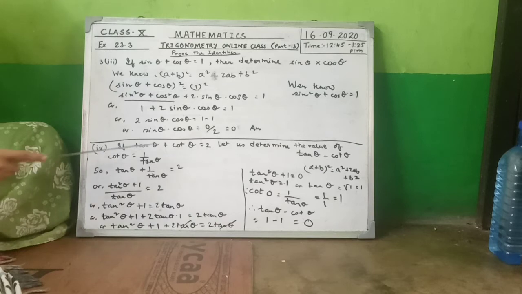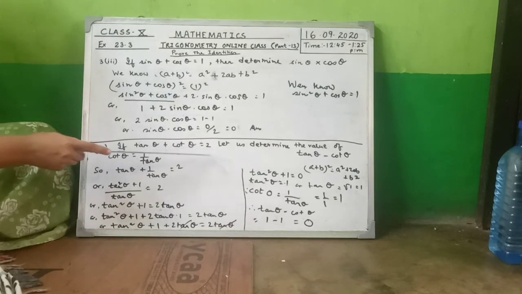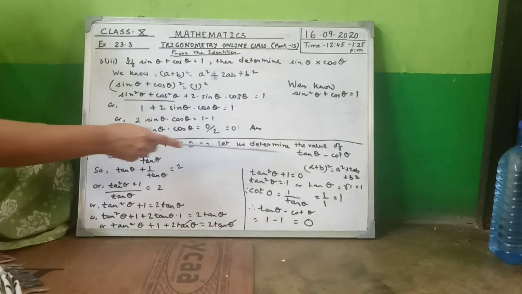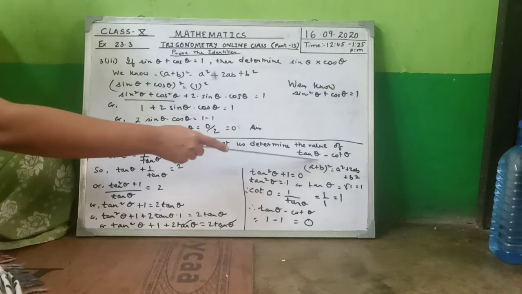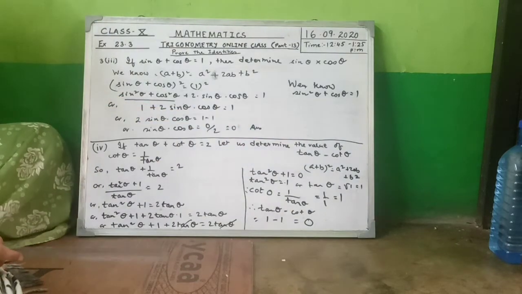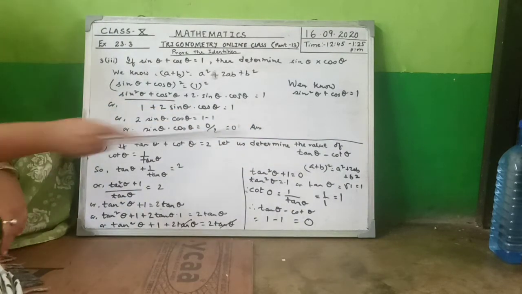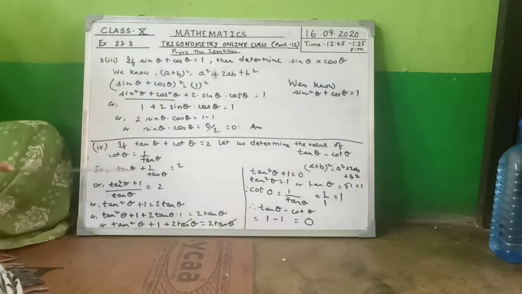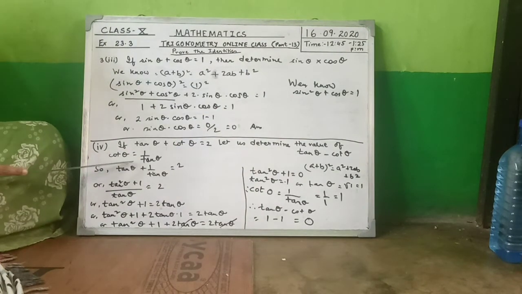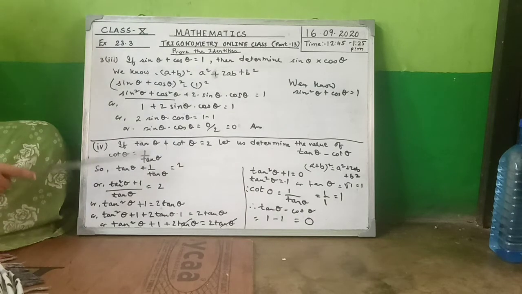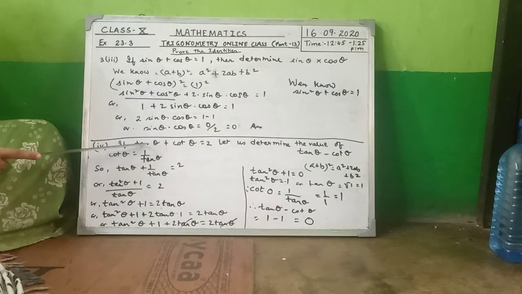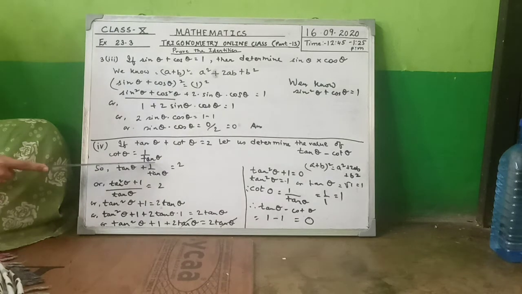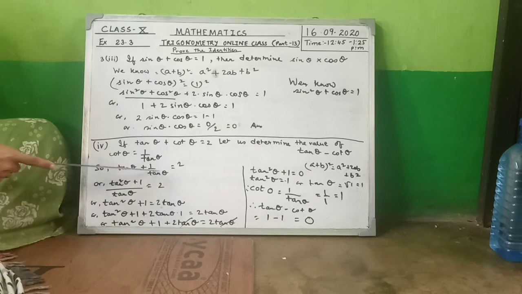Next, if tan theta plus cot theta is equal to 2, let us determine the value of tan theta minus cot theta. Here the formula again is (a plus b) whole square is equal to a square plus 2ab plus b square. What is cot theta? Cot is 1 by tan theta. So instead of writing tan theta plus cot theta, we can write like this: tan theta plus 1 by tan theta. So from here you just cross multiply.